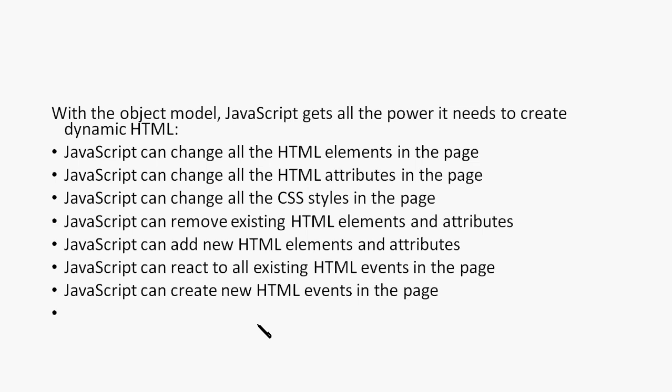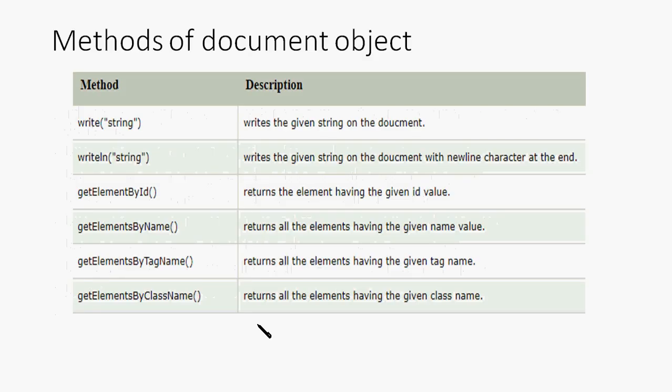These are the advantages of this DOM model, where JavaScript can get all the power it needs to create dynamic HTML. To write something to an HTML document, you use the document.write method. To write a string as a new line, you can use the document.writeln method. You can get the element with a given ID using document.getElementById.